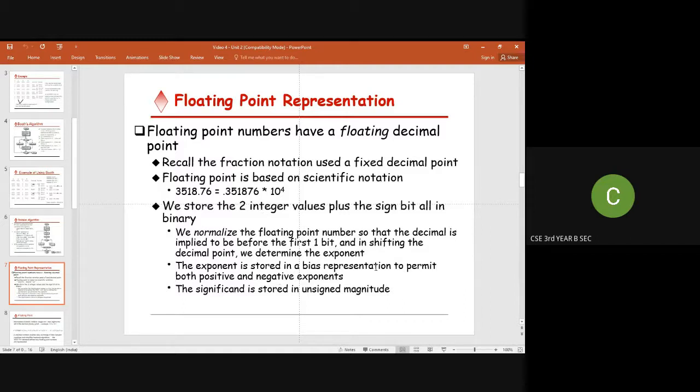Before doing the floating point operation, we have to make the floating point number a normalized one. How are we going to do it? We just have to shift the decimal point to the first bit of 1 so that it will be easy for everyone to understand, and the storing capacity can also be reduced. Then the exponent is stored in a bias representation to permit both positive and negative exponents. The significand is stored in unsigned magnitude.